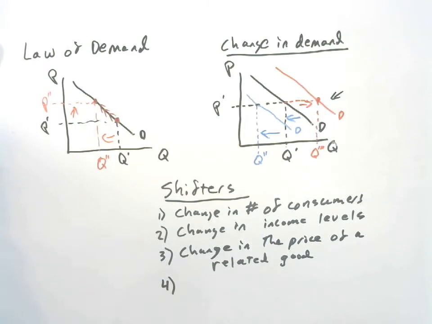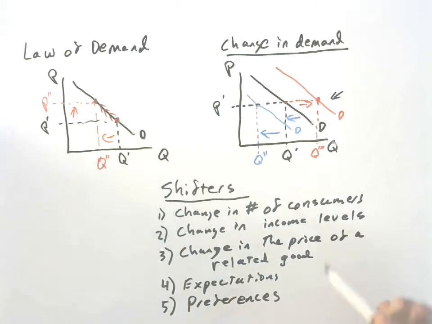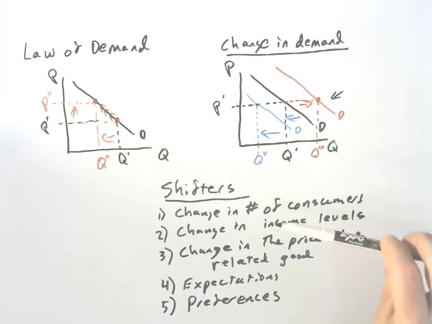A lot of things can change demand, but the ones we're going to focus on are here. And the fourth one would be a change in expectations. And one more, a change in preferences. Okay, these are the demand curve shifters that we're going to focus on in these lectures. In other words, think about these shifters as shocks to market demand.